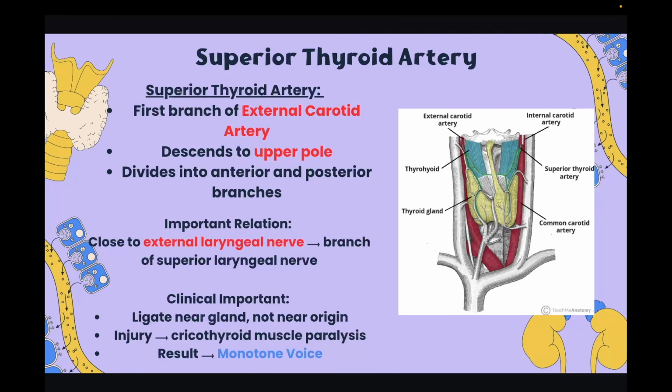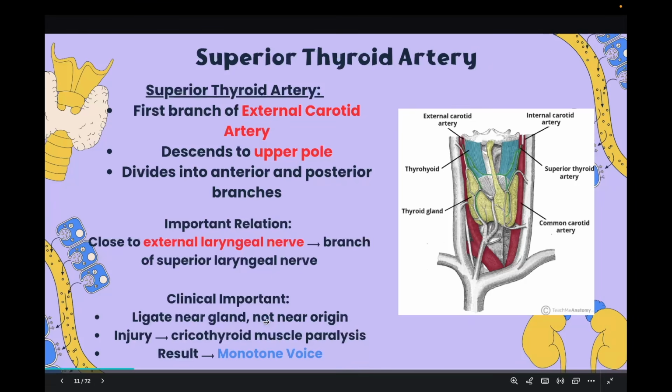It divides into anterior and posterior branches. Now, what's the clinical importance of the superior thyroid artery? It is very close to the external laryngeal nerve, which is important with the tone, in the tensing of the voice. So if someone is trying to ligate the superior thyroid artery, they might injure the external laryngeal nerve, and injuring that is going to cause a monotone voice.